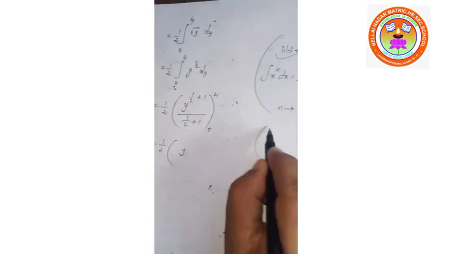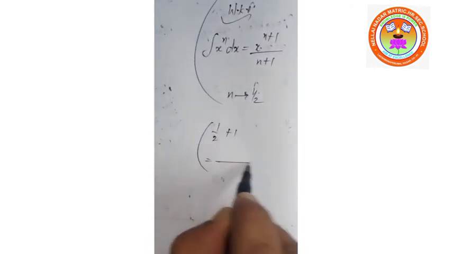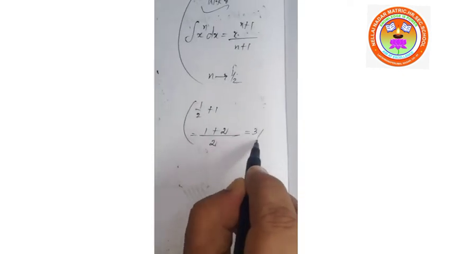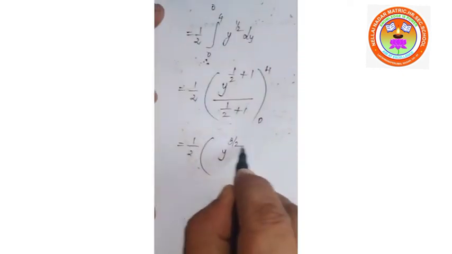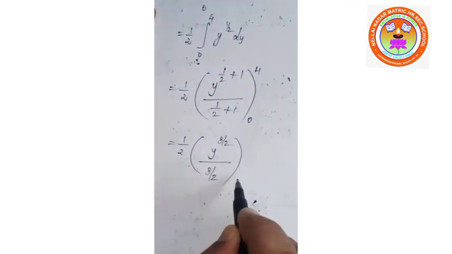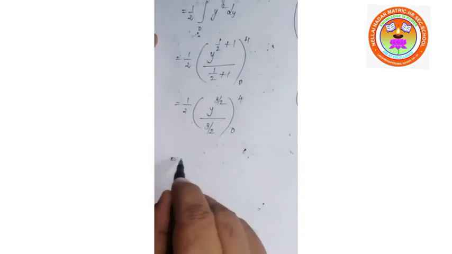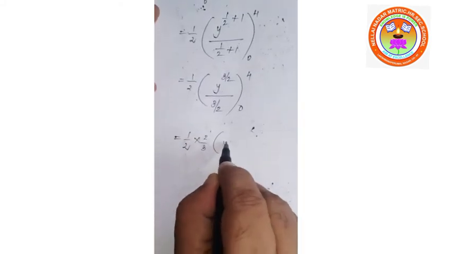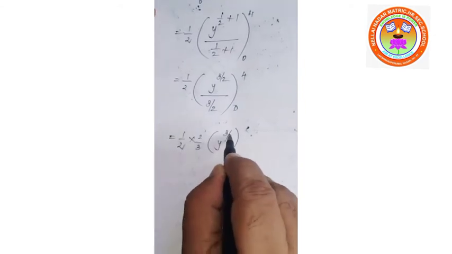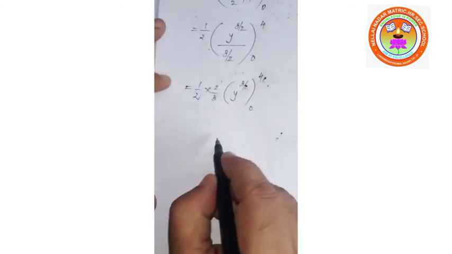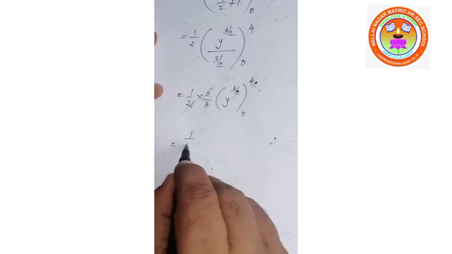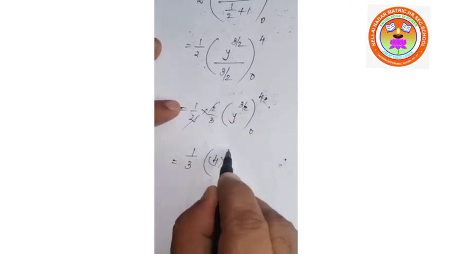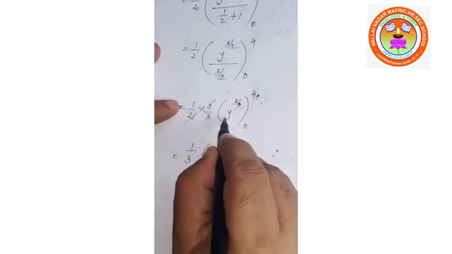Half plus 1: what is the LCM? 2. 1 times 2 is 2, so that is equal to 3 by 2. So y power 3 by 2 divided by 3 by 2, limits 0 to 4, equals half. Division becomes multiplication, so the reciprocal of 3 by 2 is 2 by 3. Then y power 3 by 2, limits 0 to 4. The 2s get cancelled, leaving 1 by 3. What is the upper limit? 4. So y should be replaced by 4: 4 power 3 by 2 minus, then y replaced by 0.